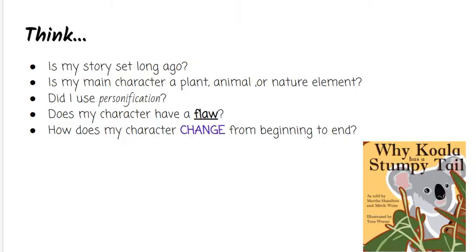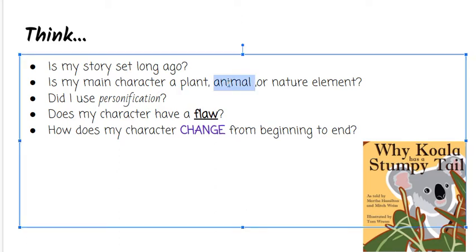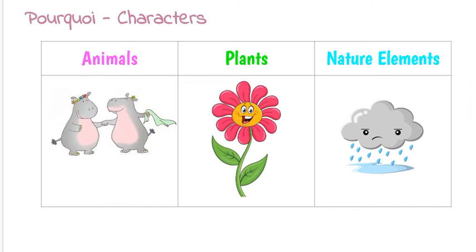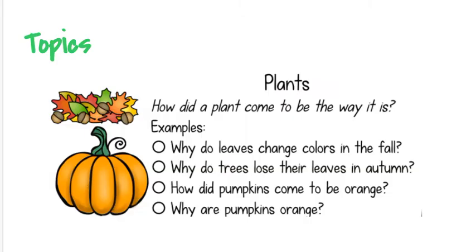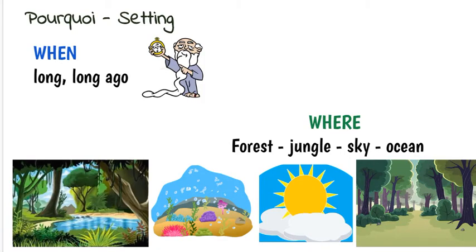So think about this. Is my story set long ago? So you have to think of when your story was long, long ago. Is my main character a plant, animal, or natural element? Well, we're sticking with animal. So I want you to pick an animal from the safari. Something that was from the African safari would be helpful. Did I use personification? Am I making my animal talk and come to life? And then we're going to talk about the flaw and the change in a little bit. So you're going to be choosing an animal, and then you're going to be choosing a setting.